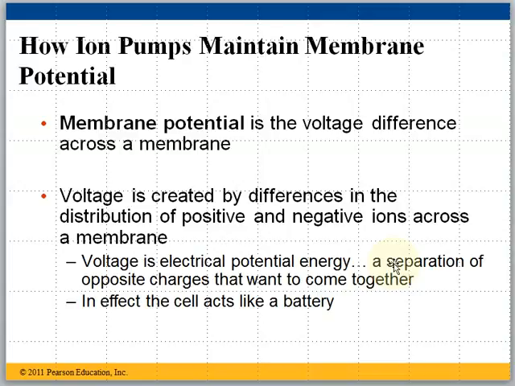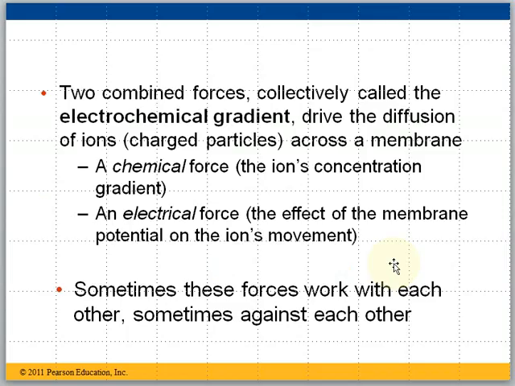So, and again, I think I said it previously, you're basically creating a battery where one side is more negative or positive than the other, and that allows for the storage of potential energy that can be used for other jobs. So in effect, we have 2 different things that drive the process of moving materials back and forth across the membrane. Combined together, we call these the electrochemical gradient. The electrochemical gradient. And that is what drives the diffusion of ions, charged particles across a membrane.